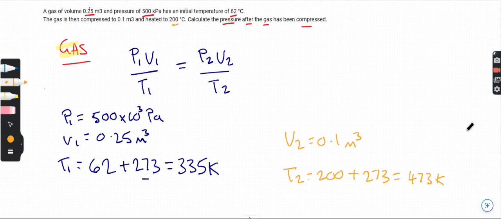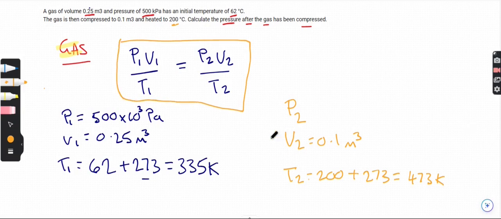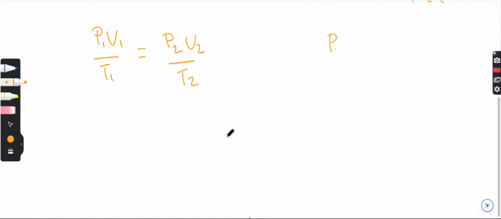We know the volume has been squashed. We need to find the pressure after. So we need to find P2. I don't know what P2 is, but I know this formula. So I'm going to rearrange this formula now to get P2. P1 V1 over T1 equals P2 V2 over T2. I want to keep P2 on the right hand side, really.